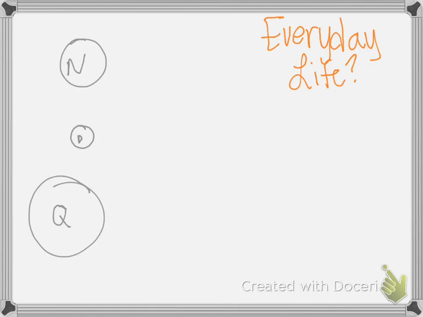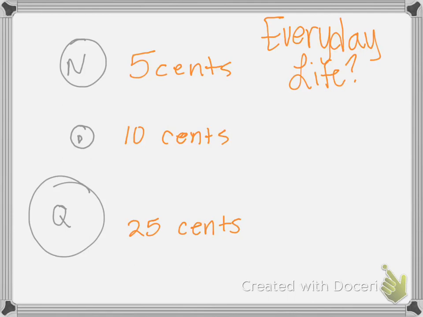So in everyday life, you use money and you use cents or change. So here's my nickel, my dime, and my quarter. You know that a nickel is worth 5 cents. And you know a dime is worth 10 cents and a quarter is worth 25 cents.